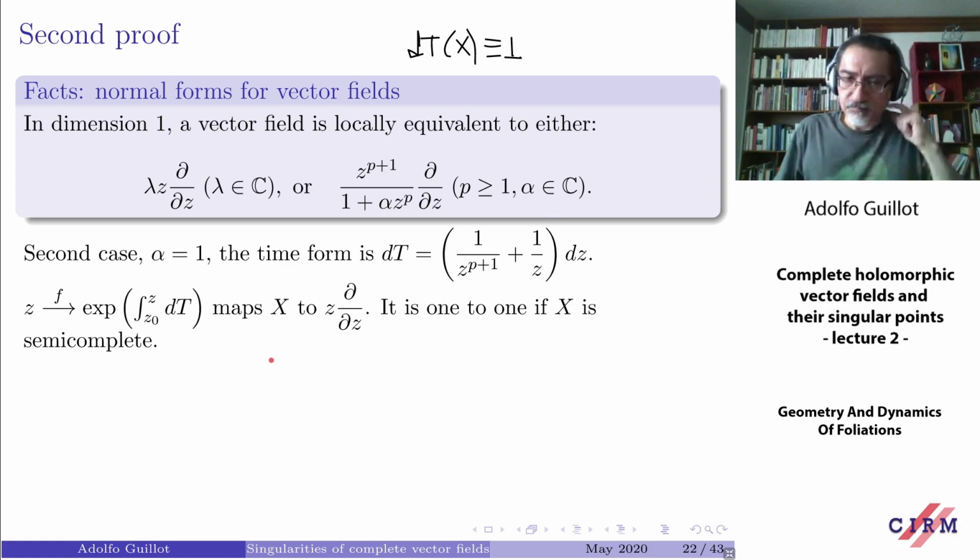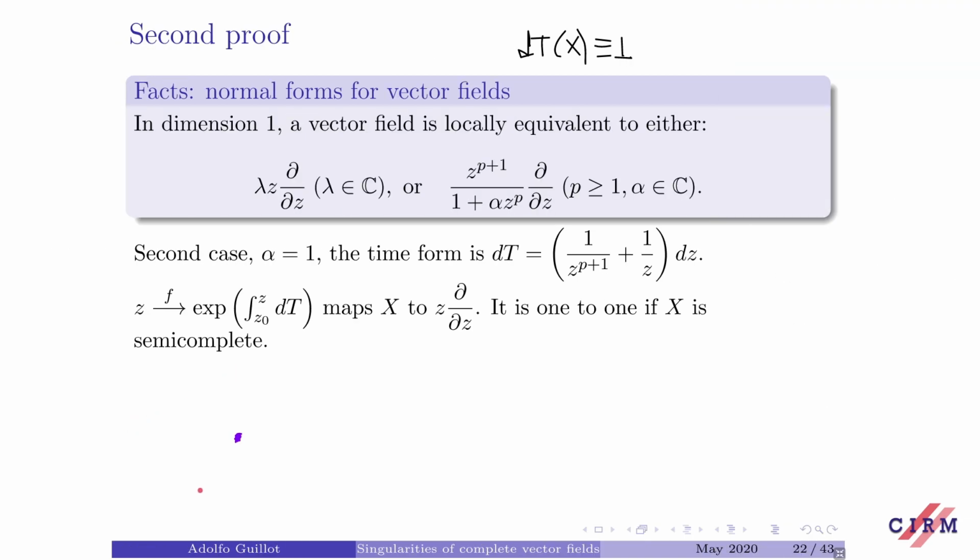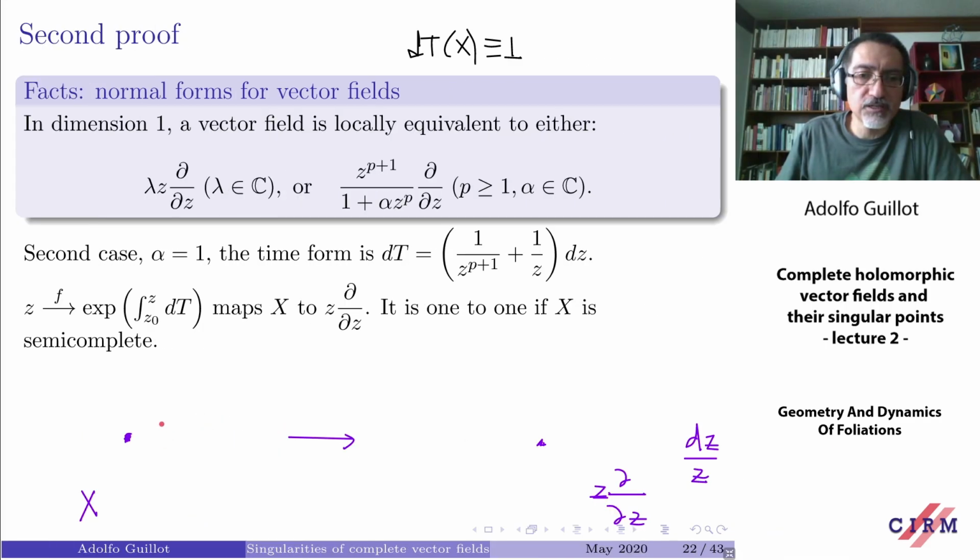Okay, so let me consider this function f that maps my vector field, where my X lives, to another C, where the vector field z d over dz lives. This also has a singular point, and the time form of this vector field is dz over z. So they have the same period. I have a well-defined map from one to the other because I can integrate it, and if I make a turn around the origin at the left, I will map to a turn around the origin at the right. So I have a well-defined function.